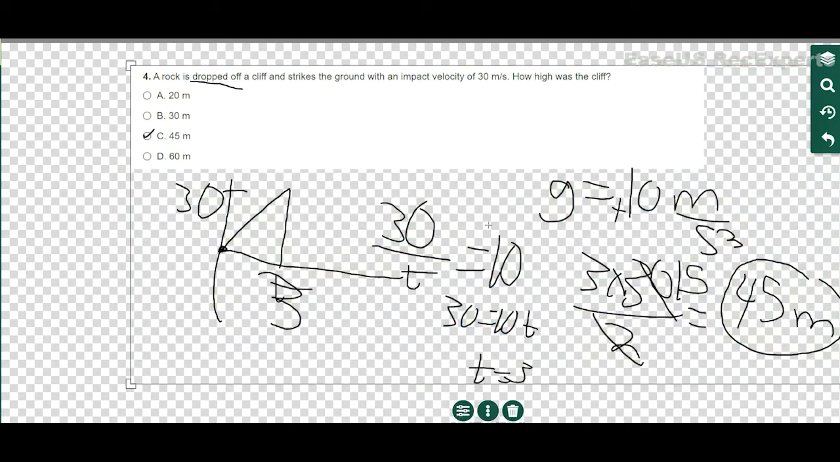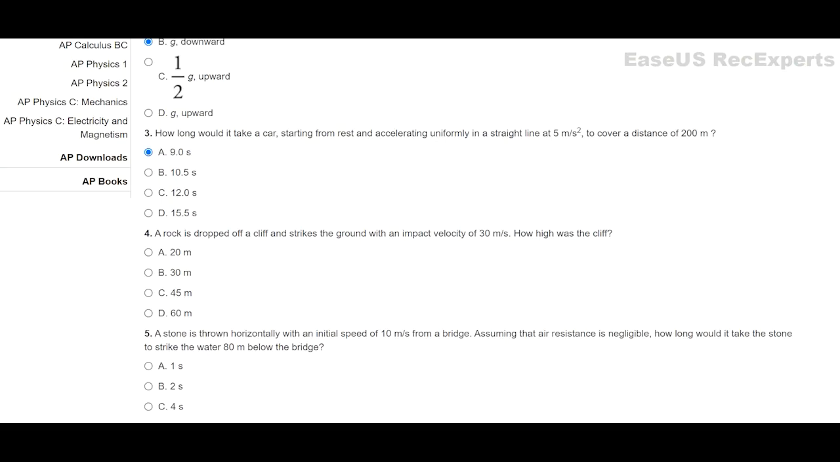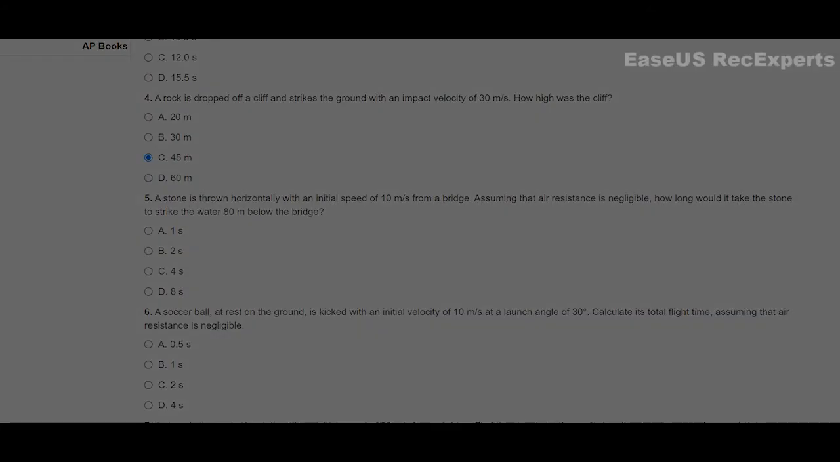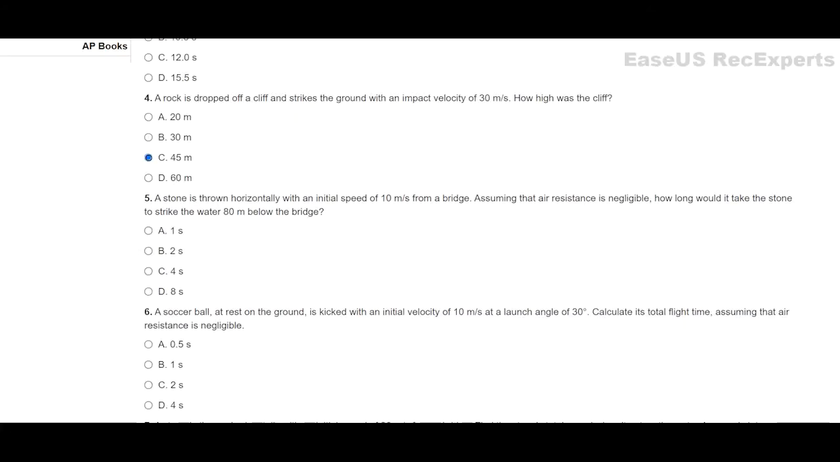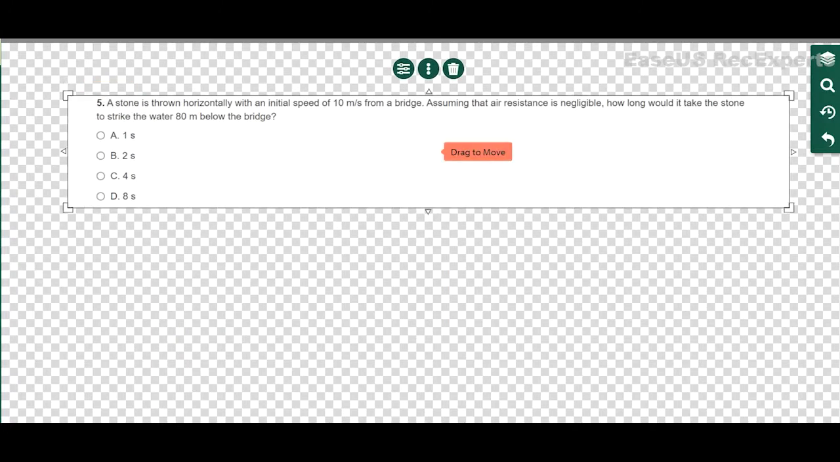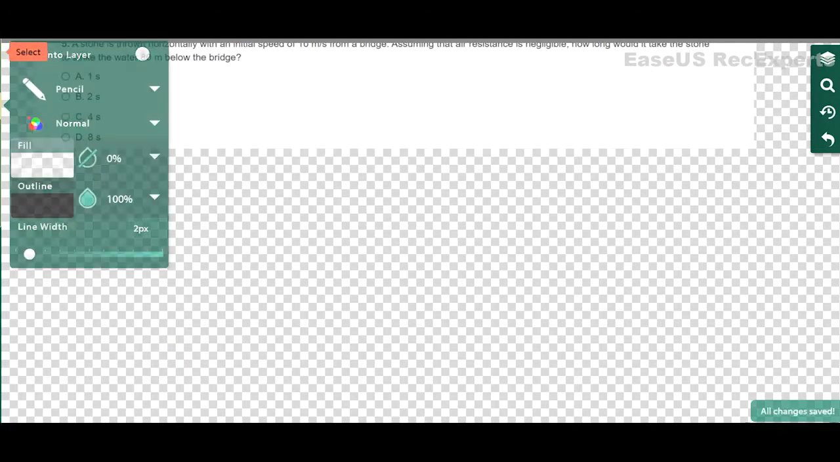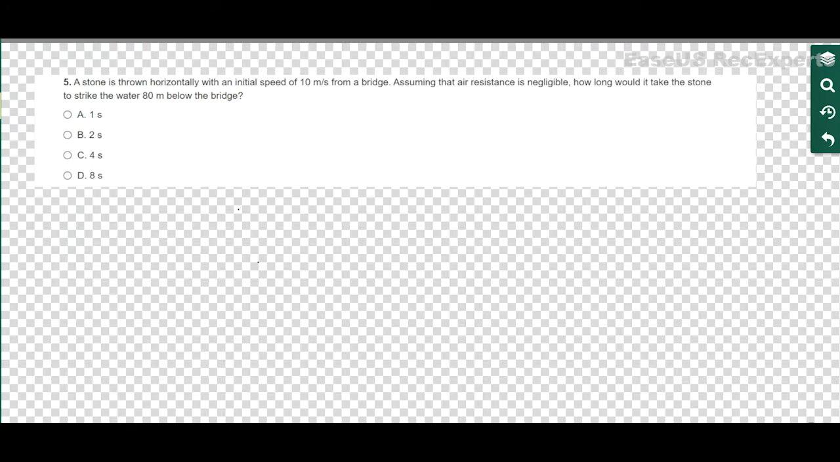All right, now let's move on to question number 5. Oh, right, I forgot to label it. Yeah, it's C, right? Okay, so let's look at number 5. A stone is thrown horizontally with an initial speed of 10 meters per second from a bridge, and assuming that air resistance is negligible, how long will it take the stone to strike the water 80 meters below the bridge?